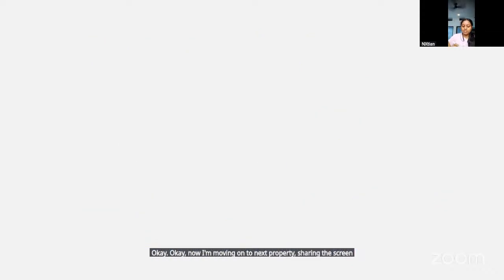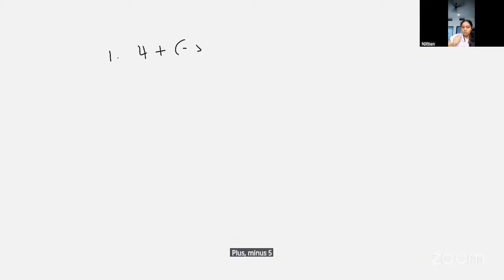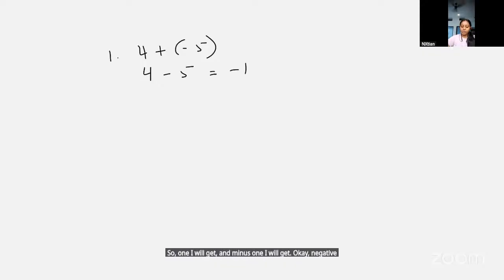Okay, now I'm moving on to the next property, clearing the screen. Now look at these two examples. I'm showing you two examples. First one, 4 plus minus 5. Okay. How will we solve it? 4 plus minus is minus 5. So 1 I will get, and minus 1 I will get. Okay, negative 1.